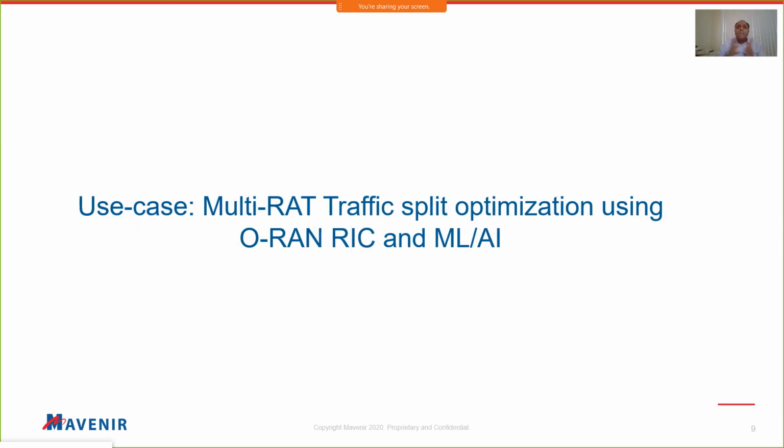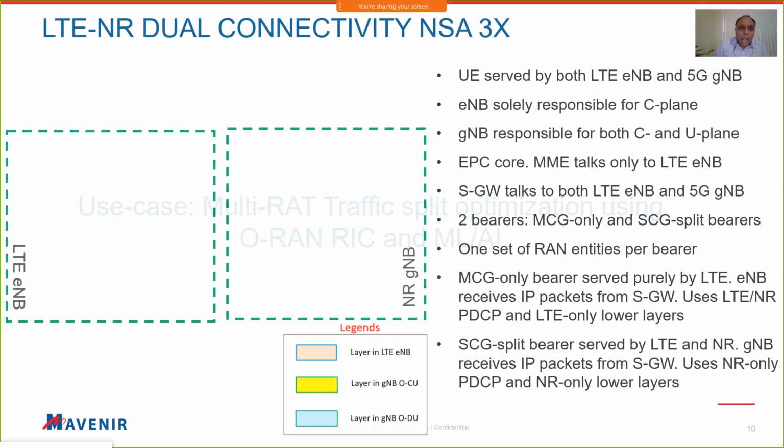Now let's look at the use case of how we can optimize the operations of a cellular RAN using Open RAN architected components and using machine learning. We talk about the case of dual connectivity. What is dual connectivity? It is the initial mode of deployment of a 5G network.